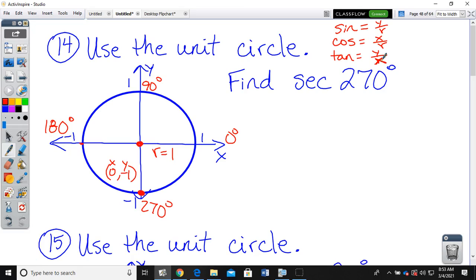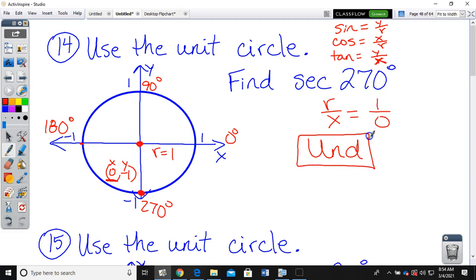We're asked to find what? Secant. Secant is, we just talked about this, the reciprocal of which one of those? Cosine. So rather than doing x over r, we're going to do r over x. What is my radius if it's the unit circle? 1. What was x down here? 0. Can we divide by 0? No, so my answer is undefined.